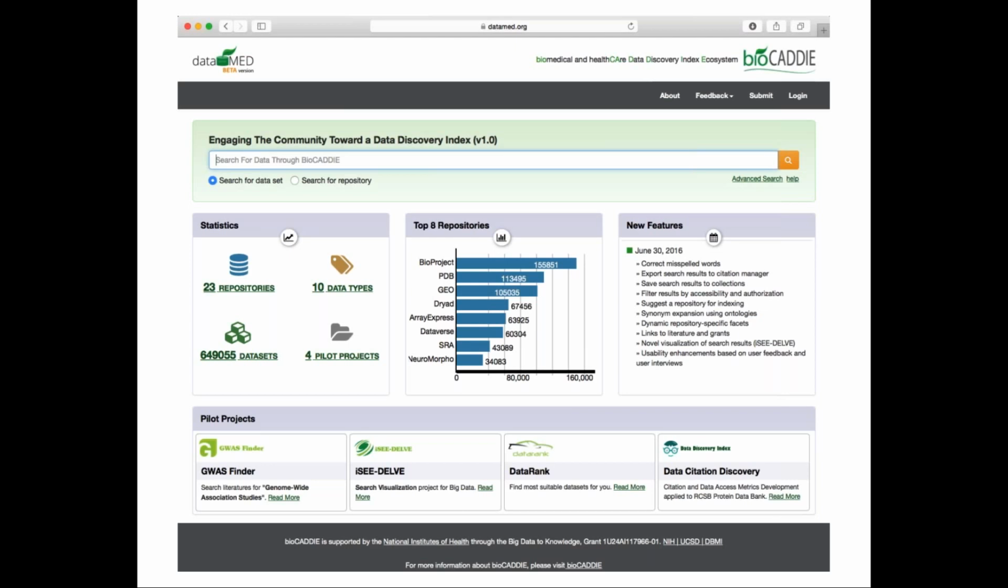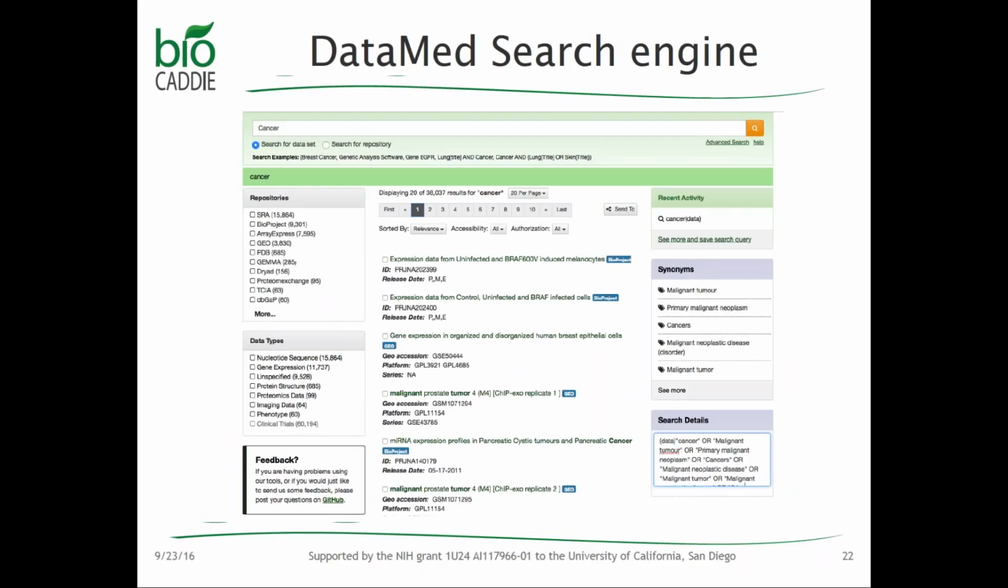Also at the bottom here, you will see the pilot projects that have already been integrated, with 3 more to come. And the way the pilot projects work is we issue a request for applications, and we have a peer review process, and then issue subcontracts to the projects that were deemed most relevant and most integratable with Biocaddy.